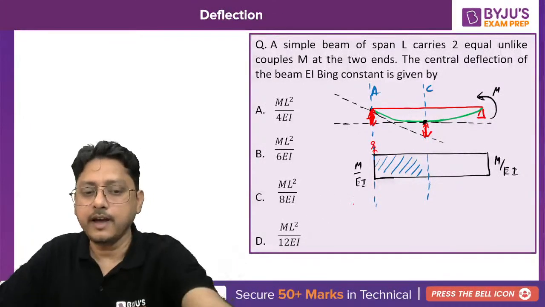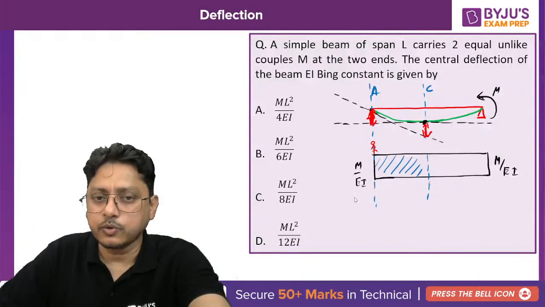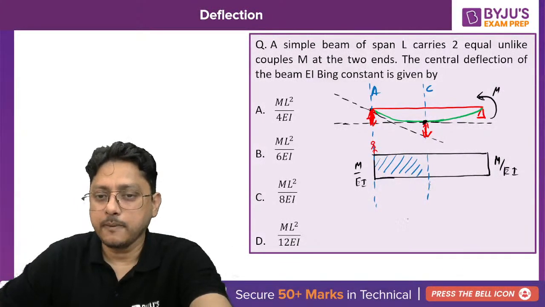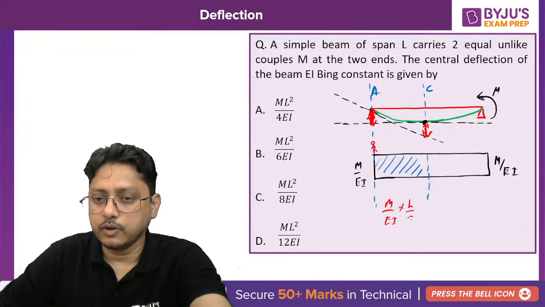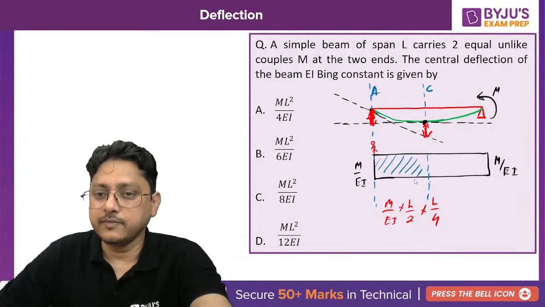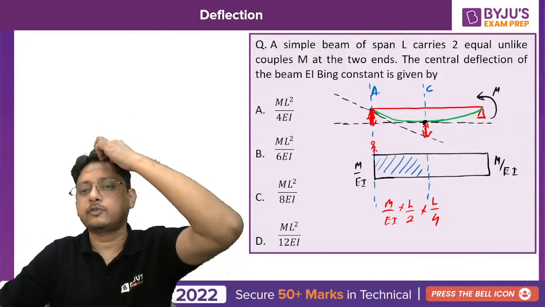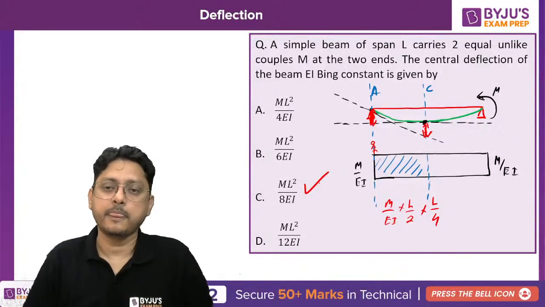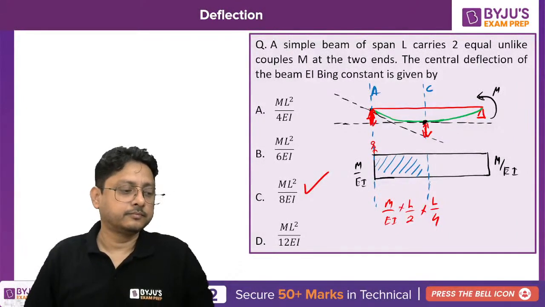So just calculate the moment of this area. What is the total area here? The total area is nothing but a rectangle. So M by EI multiplied by L by 2, multiplied by, if you are standing here, simply L by 4. That's all. That will give you the central deflection. So it will now become ML square by 8EI. That's all. Is it clear?